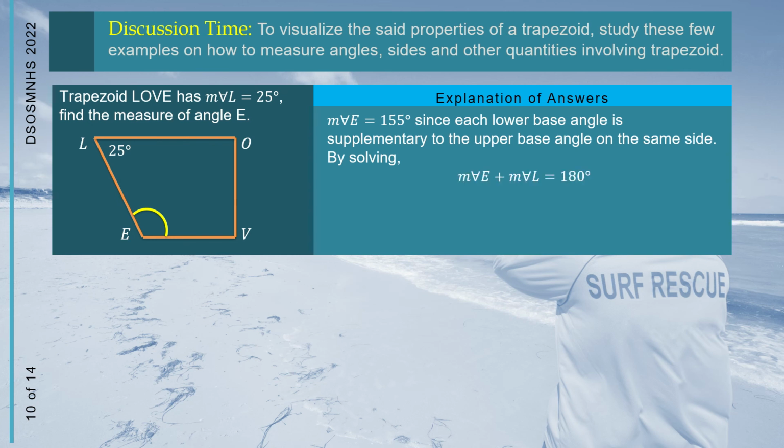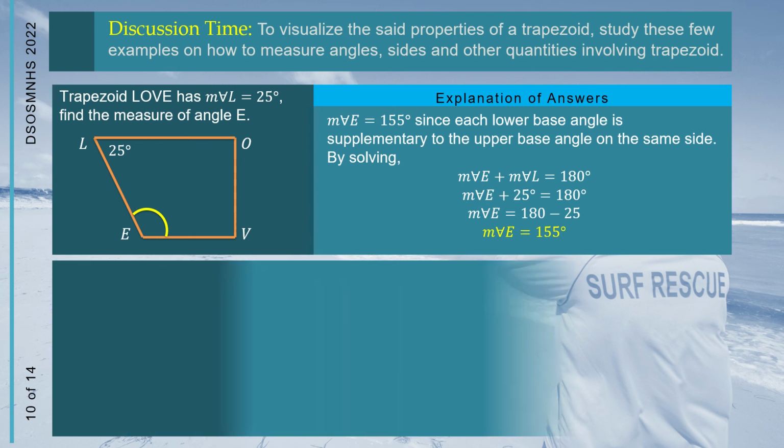So by solving that one, measure of angle E plus measure of angle L is 180 degrees. Kaya supplementary man kaha. Measure of angle E is missing plus 25 degrees, which is representing measure of angle L, na equal to 180 degrees. To solve for measure of angle E, ato i-transfer ang 25 degrees ato sa 180. So i-minus siya. So 180 minus 25 is equal to 155 degrees. Gets? Okay.